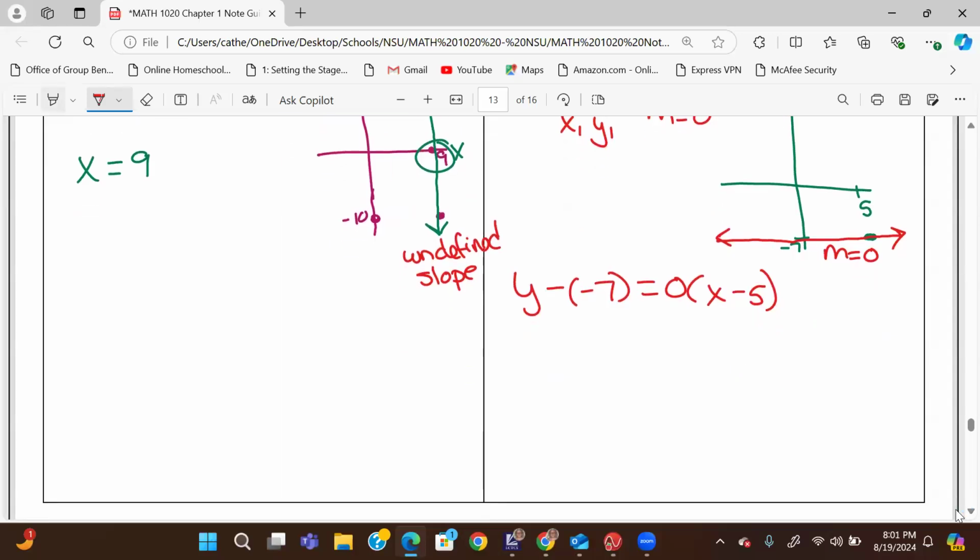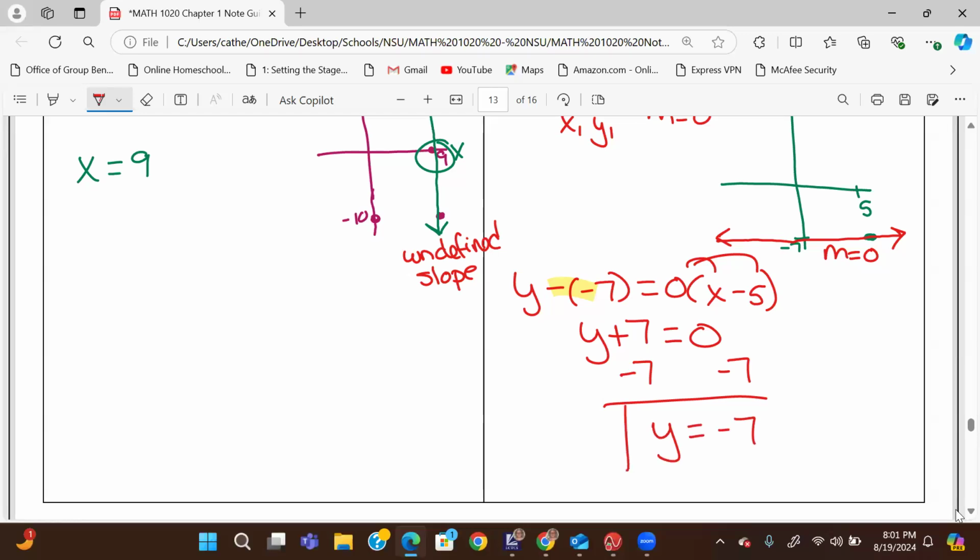And we have a set of double negatives, becomes a plus. And then on the right side, if I multiply both of those times 0, I just get 0. Anything times 0 is 0. Whether it's an x, because x just represents some number, and that number times 0 is going to be 0. Lastly, we need to get y by itself, so we're going to subtract 7 from both sides. So y equals -7.